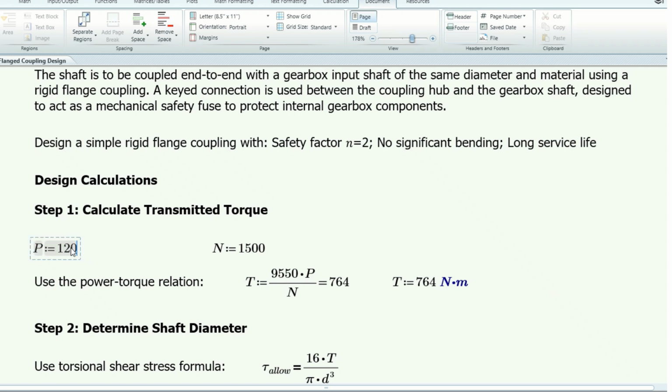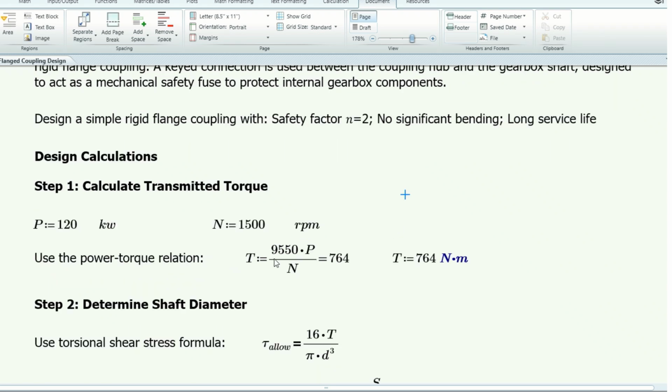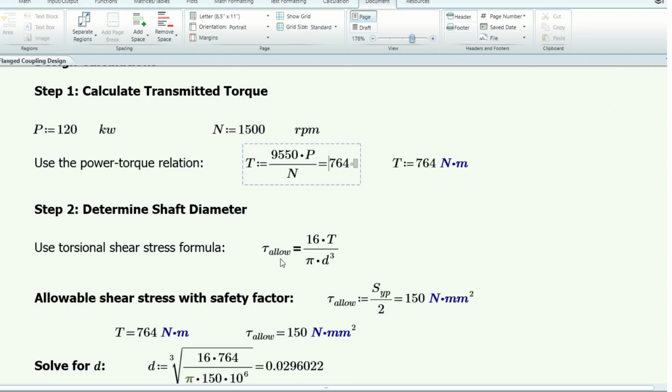The P is power. It's in kilowatt unit, and this one is in RPM, revolutions per minute. Now using the torque power relation, 9550 times P divided by N is equal to 764. It's a calculated value. 764 Newton meter is the torque at the shaft.